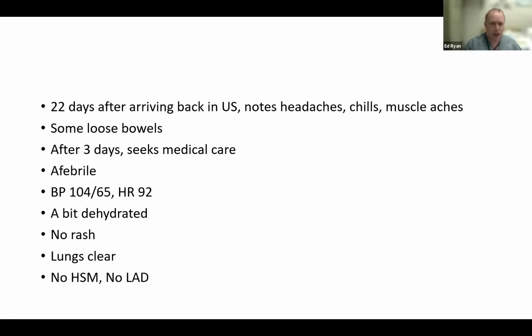And he now works in IT in the United States. About 3 weeks after he comes back to the United States, he has some headaches and chills and muscle aches and some loose bowels. He thinks he maybe picked up a bug or picked up something from his kids. After about 3 days, he feels sick enough that he seeks medical care.